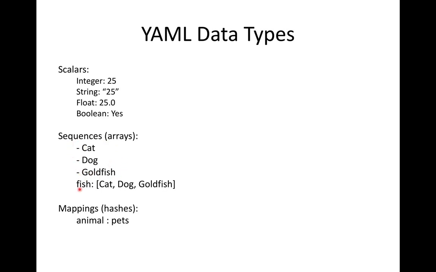Another way to write an array is to use something that looks more like a JSON array, where you have fish, colon, and then square brackets around a set of values. That's also another way to describe an array. And then finally, we have key value pairs, or what YAML calls mappings. Sometimes we call them hashes. Here the key is animal, colon, pets, and pets is the value. This is a key value pair.